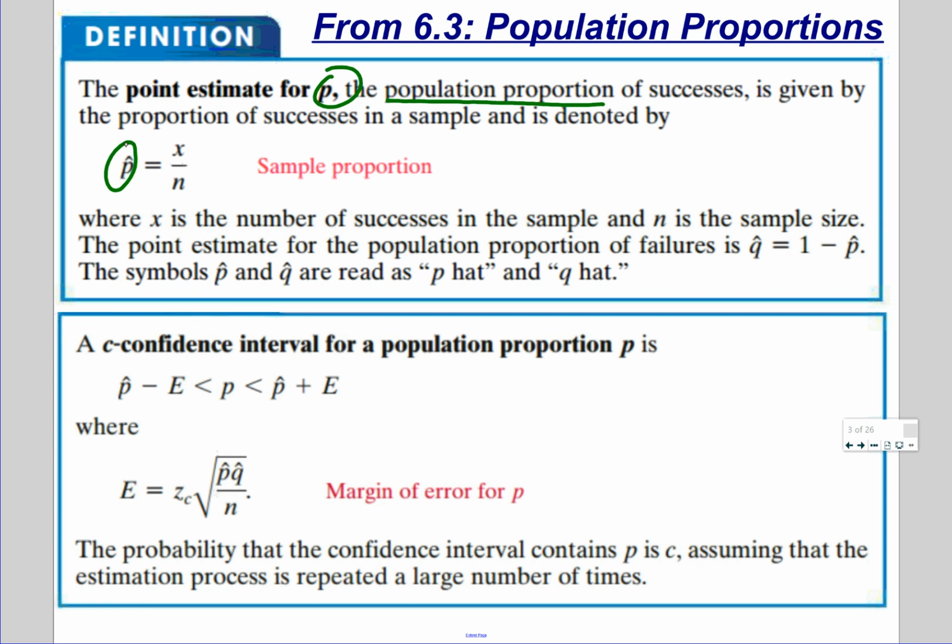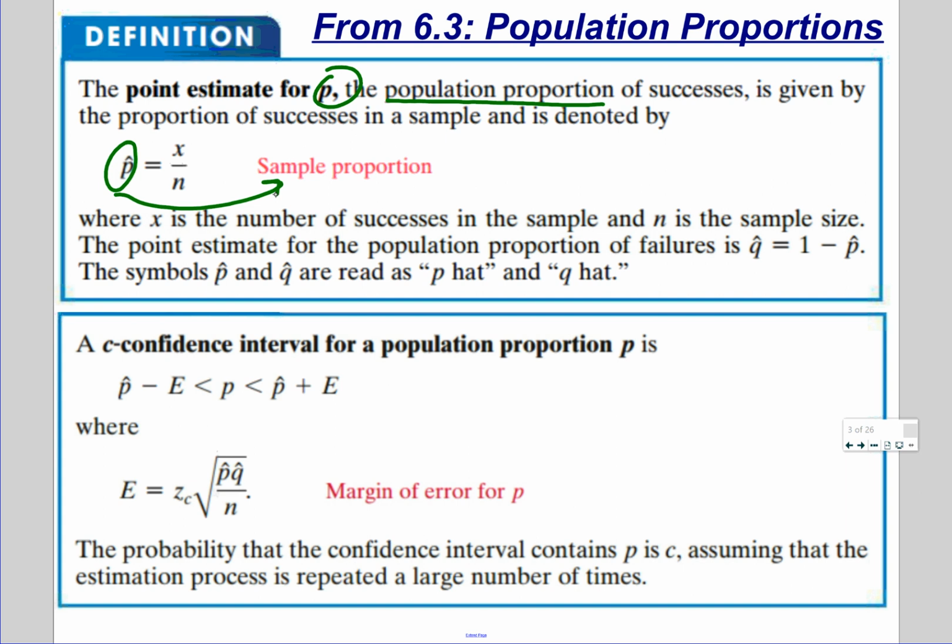Okay, so P, you just need to remember, is a proportion for the population. P hat is a proportion for a sample. So you might see either of those variables pop up in some of the hypothesis statements that we see, and I wanted you to know what that represents.